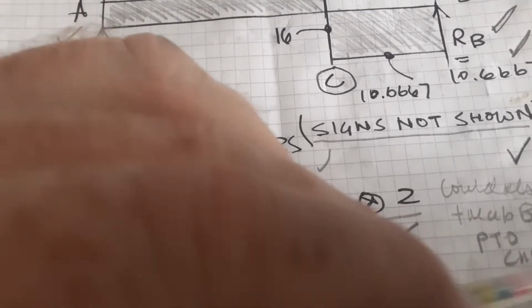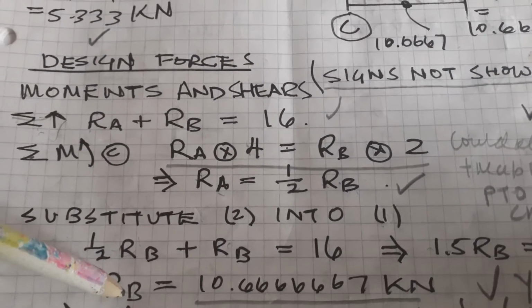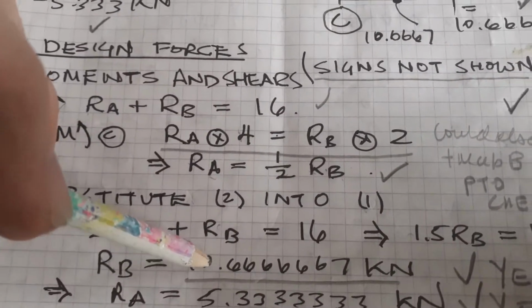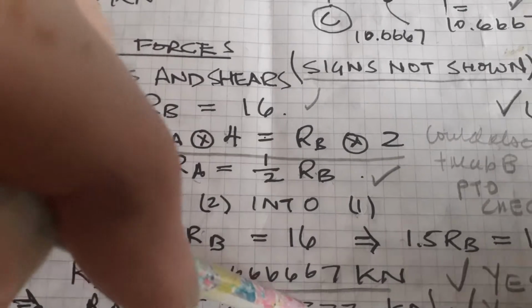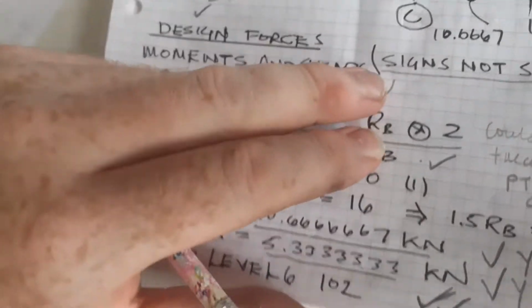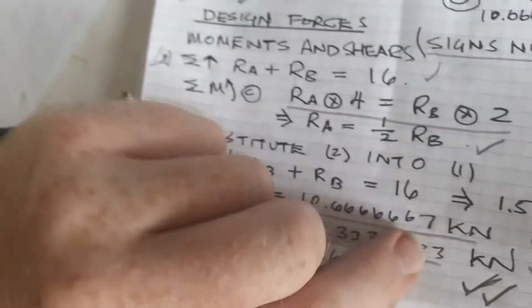So 1.5 RB equals 16. That means RB equals 10.66667 kilonewtons, and RA is 5.333 kilonewtons. So actually I think I'm going to do another video showing you how to do this a different way, because I've not done it conventional.